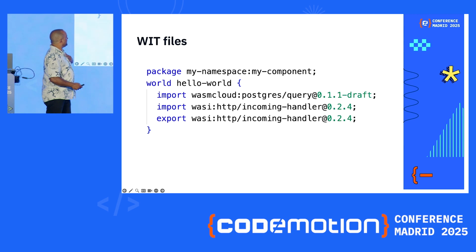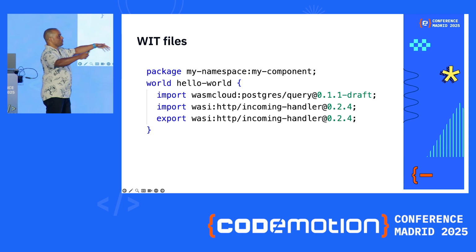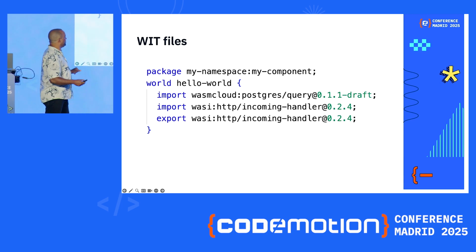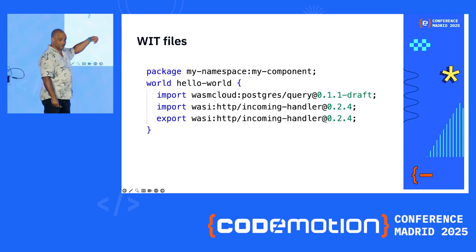It looks something like this, and if you look at it, you can kind of figure out what it does. There's a package with a namespace, a component, and there's a world, and the world is kind of from a component's point of view. What's the horizon? If you're inside the component looking out, what do you see? You see an import of Postgres, because you want to have access to a relational database. You import the incoming handler as well, and you export that also, because you want other people to call you with their requests.